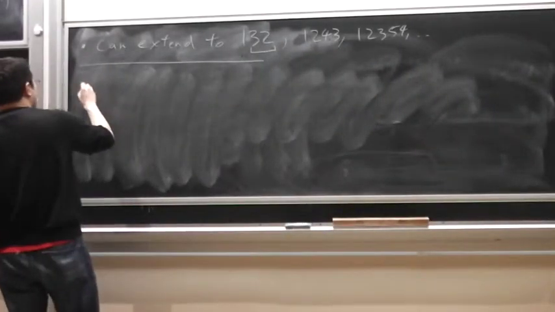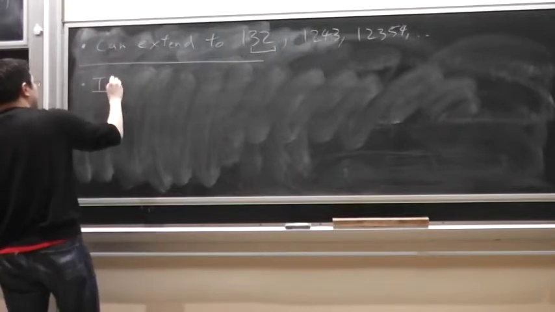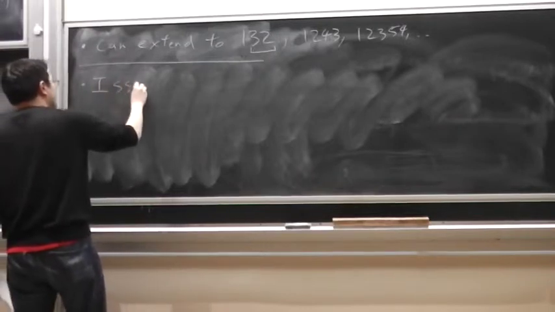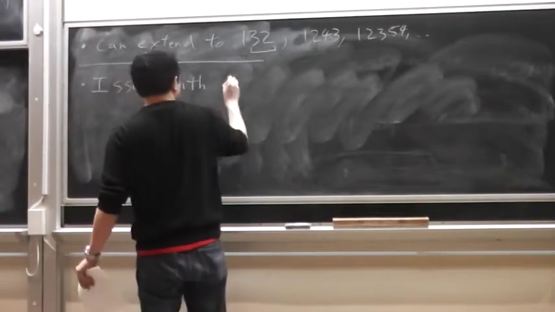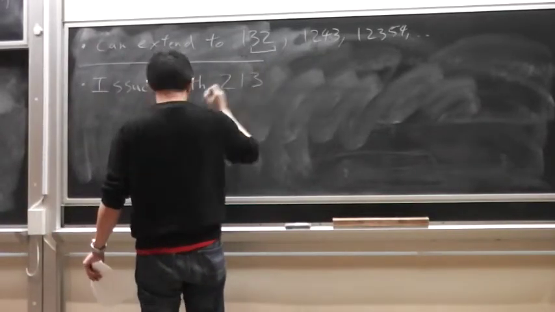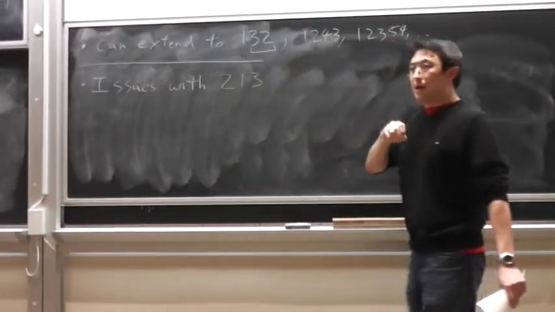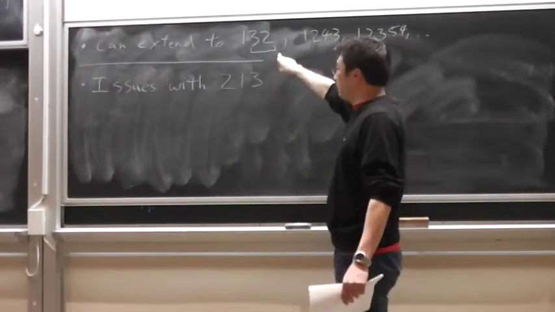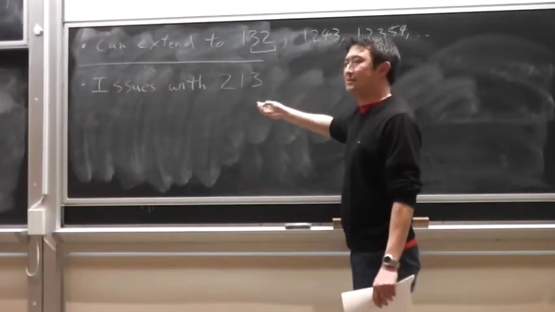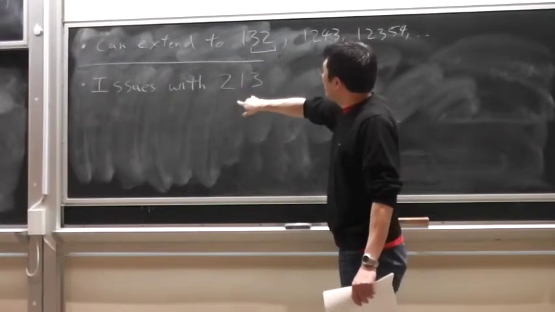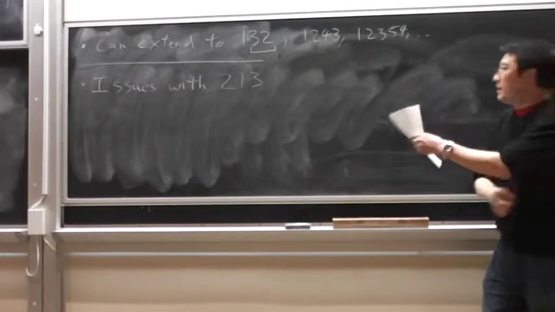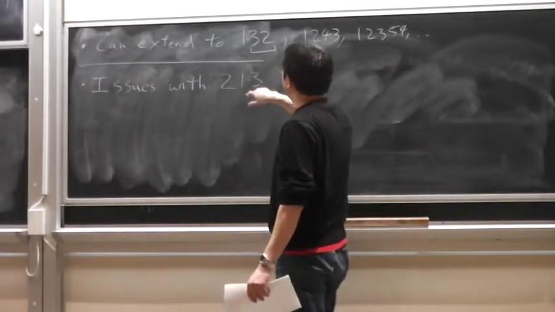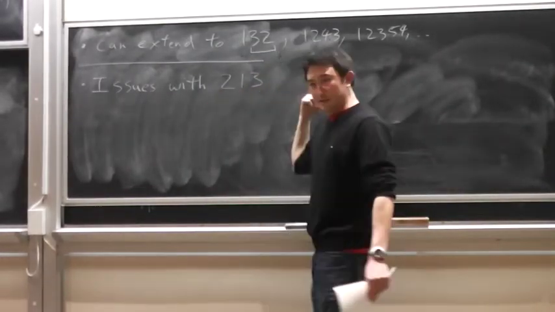Now, if you try to extend this to another pattern, you get issues. Right? So let's say the 213 pattern. Now, this pattern is equivalent to this pattern. So in a sense, anything you want here, you could just compute in its equivalent. But discussing the issues here will help motivate the next step.